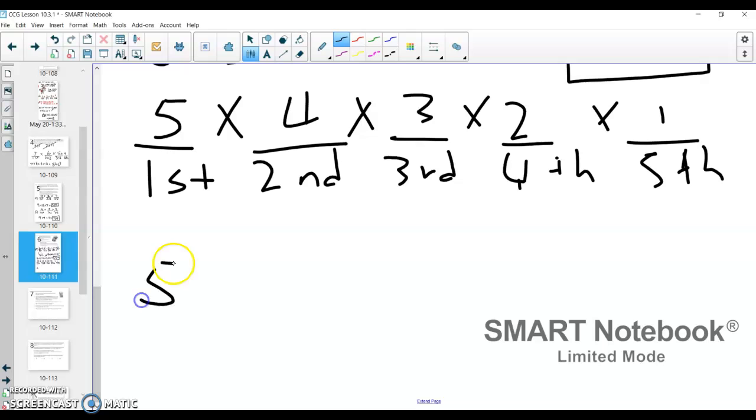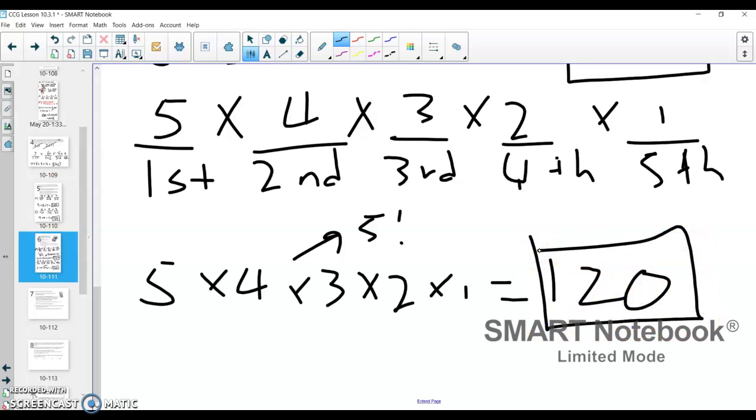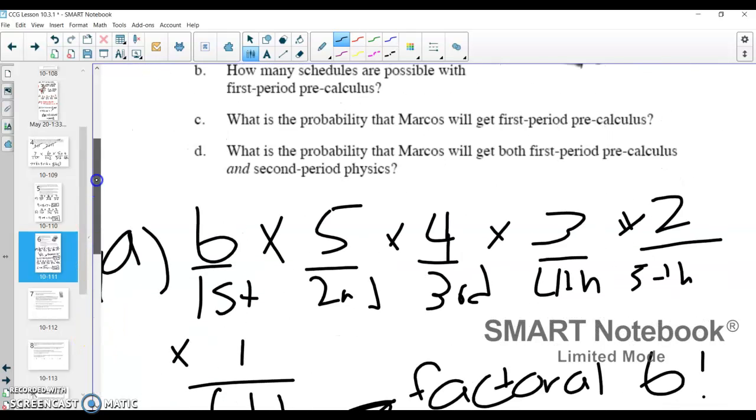And so we get 5 times 4 times 3 times 2 times 1, which is another way of writing 5 factorial for fun. All right, and if I multiply this out, I have 5 times 4 times 3 times 2 times 1, and that is 120 possible choices if you know that you're taking pre-calculus first period of the day.